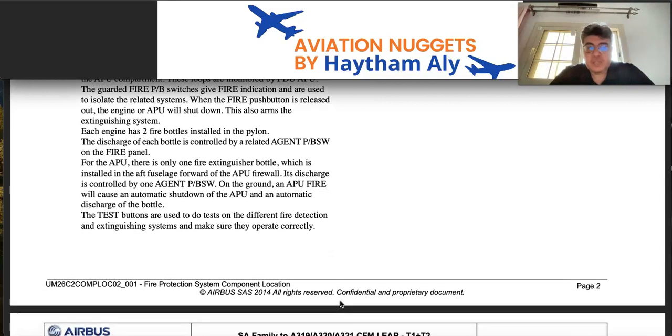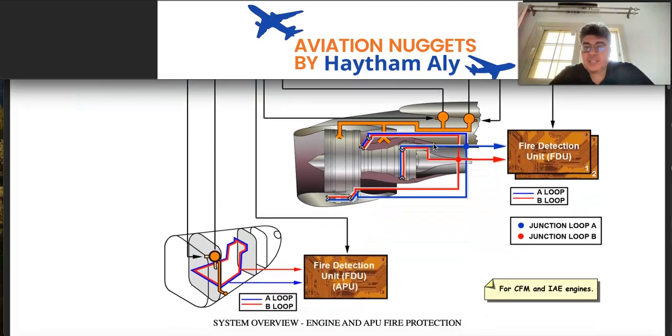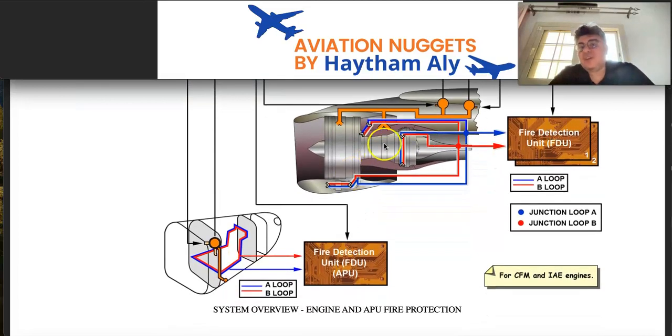Okay? So as you can see here, this is the fire panel, everybody. 3 fire push button switches, 1 for engine 1, 1 for engine 2, and the third for APU. And the 2 fire bottles, agent 1 and agent 2 for engine 1, 1 agent push button for the APU, and the 2 agent for engine number 2. Here, as you can see, our engine, and we have the detector elements, loop A and loop B, running in parallel for fan, core, and pylon. Accessory gearbox.